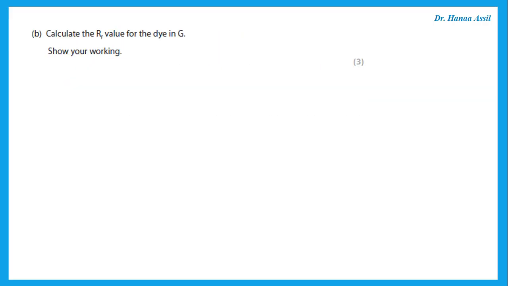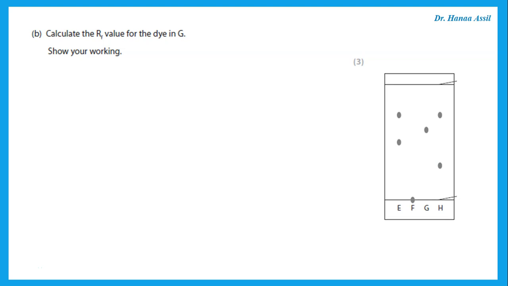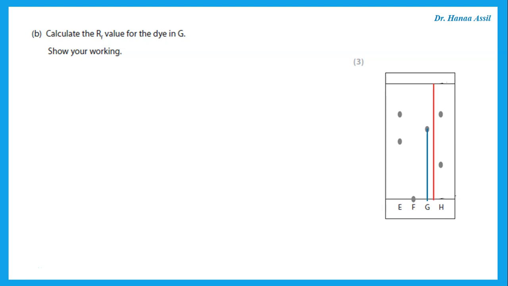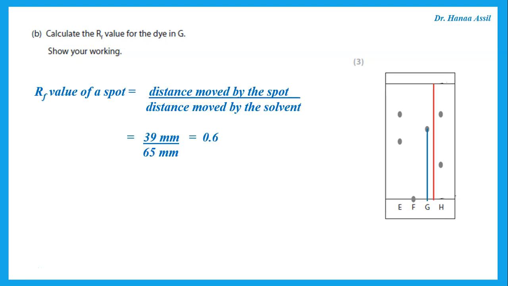Calculate the RF value for G. How do we calculate RF values? Remember again, we get the distance moved by the spot over the distance moved by the solvent. That means we measure from the baseline to the middle of the spot, divided by from the baseline to the solvent front.